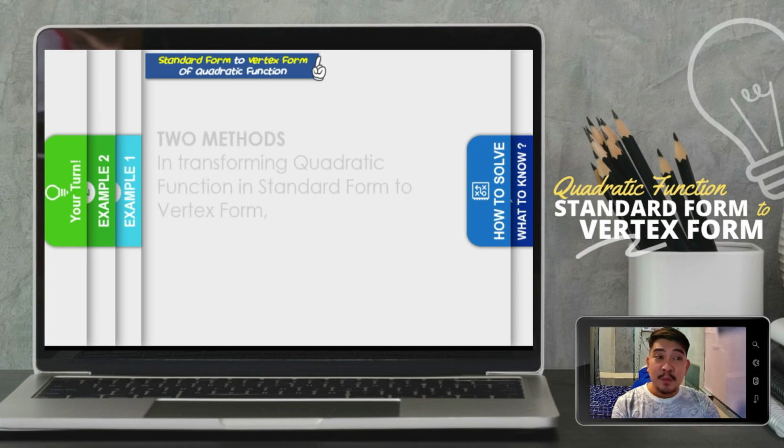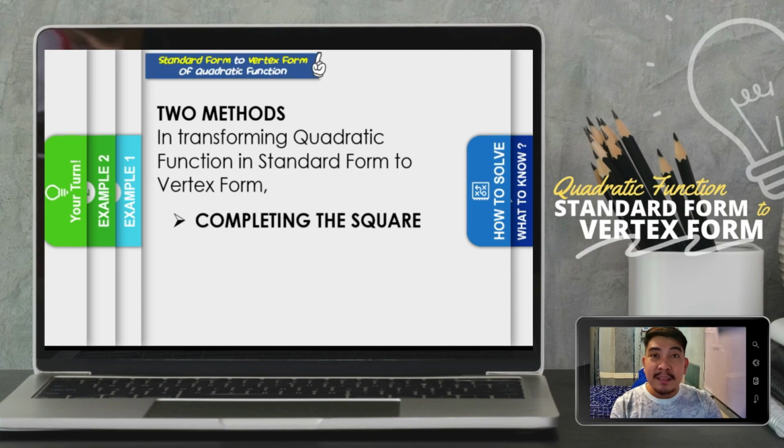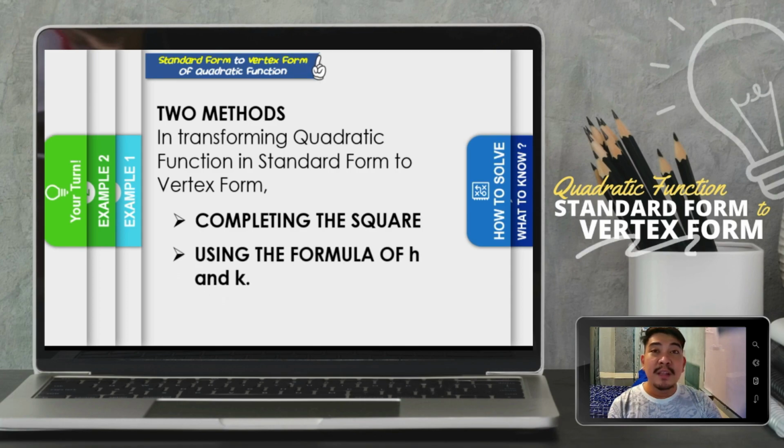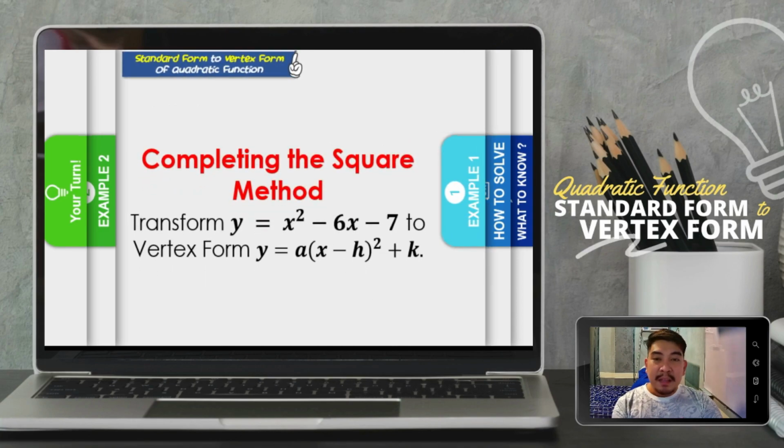So how are we going to transform? There are two methods in transforming a quadratic function written in standard form to its vertex form. We have the completing the square method, and the second one is using the formula of h and k. So let us first have the completing the square method. We need to transform y is equal to x squared minus 6x minus 7 to its vertex form. We should take note that the given quadratic function is written in its standard form.